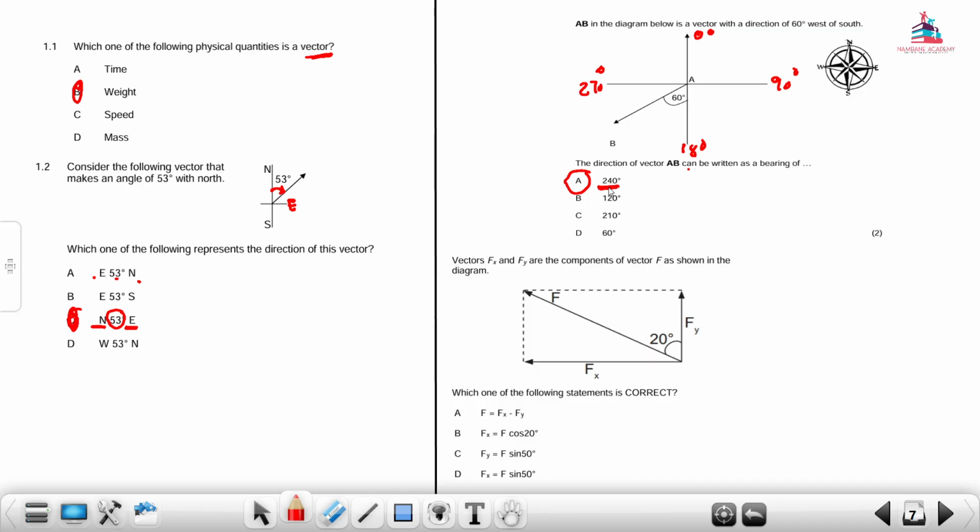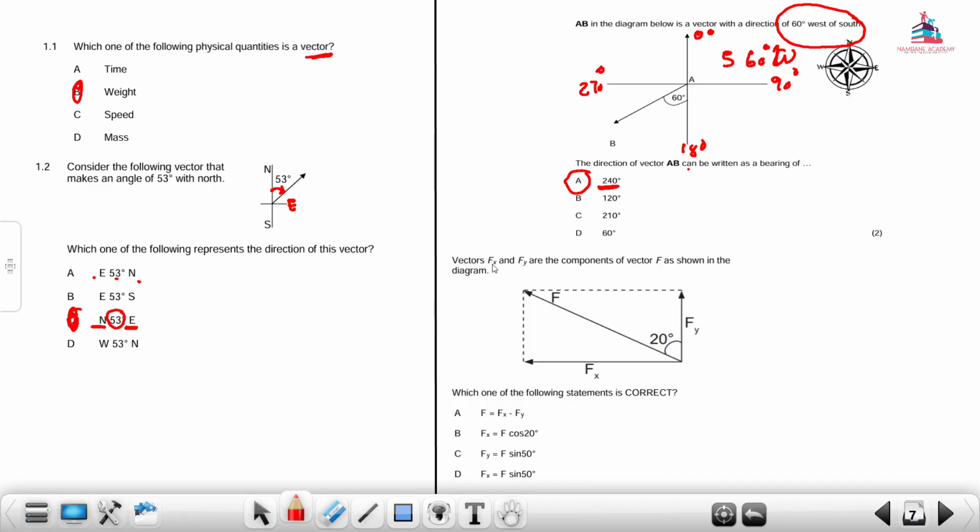So the bearing for this vector will be 240. But if it was asking about the compass direction, your compass direction will be 60 west, or that can be written as 60 degrees of west. I almost wrote east.